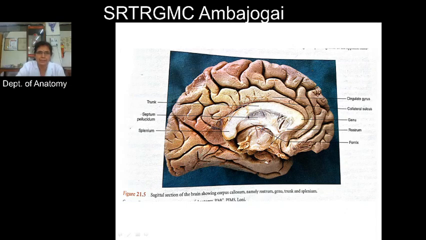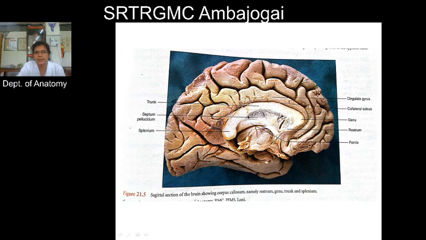So the most prominent feature of this medial surface is the corpus callosum. This is a C-shaped structure present on the medial surface. From anterior to posterior, the corpus callosum has the rostrum, which is the thin part, then the genu, then the body of the corpus callosum, and the posterior thick end of the corpus callosum is called the splenium.